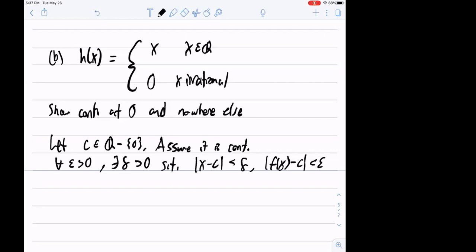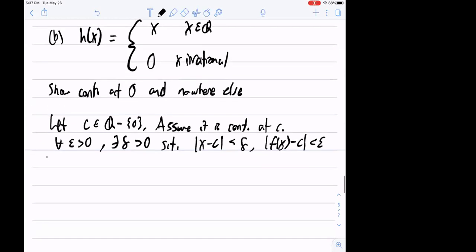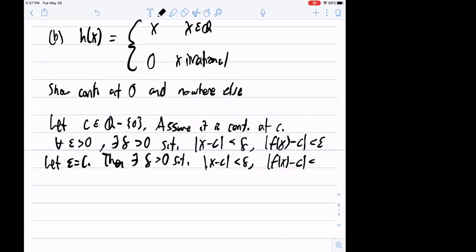This is actually the easy case, because if this is true, continuous at c, I'm going to let epsilon be the absolute value of c. Hopefully you can see why. Then there exists delta bigger than 0 such that if the absolute value of x minus c is less than delta, then the absolute value of f of x minus f of c is less than the absolute value of c.